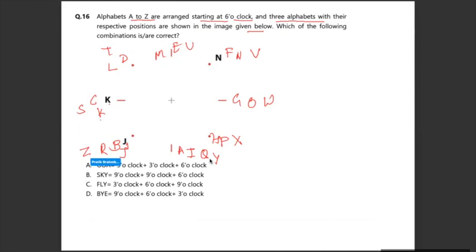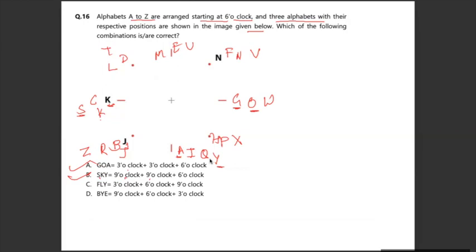Now all I have to do is go option by option and check for the orientation. In this case, GOA: 3 o'clock, 3 o'clock and 6 o'clock. G is at 3 o'clock position, O is at 3 o'clock position, and A is at 6 o'clock position. So A is correct. SKY: 9 o'clock, 9 o'clock, 6 o'clock. S is in 9 o'clock position here. K is also in 9 o'clock position here. And Y is again in 6 o'clock position. So B is also correct.